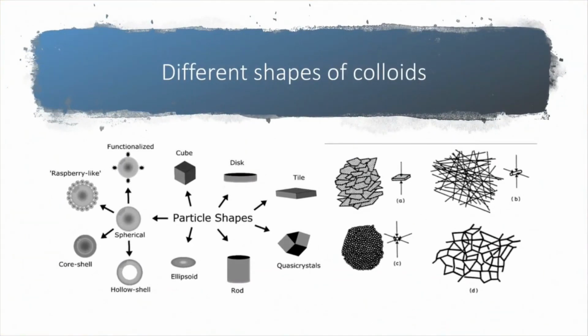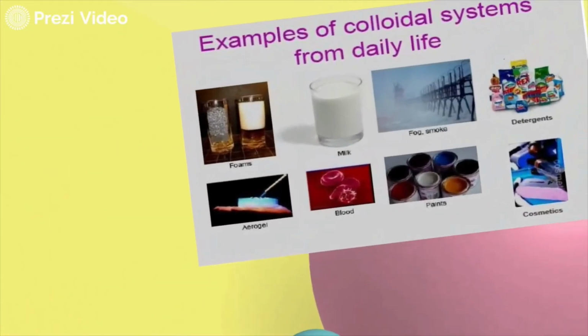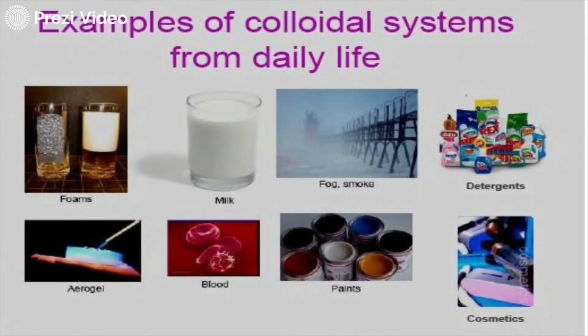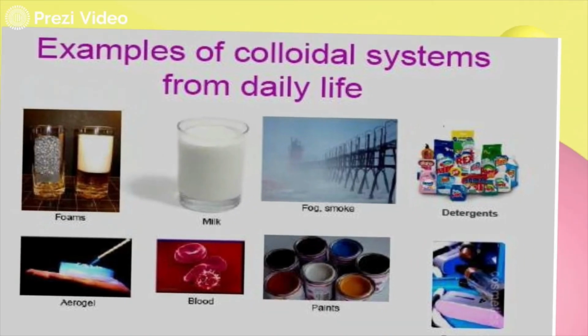So you can see here the different shapes of the colloidal particle. It may range from the cube, disc, tile, quasi-crystals, rod, ellipsoid, halo, shield, core shell, like that. So these are the classical examples of the colloidal dispersions in our day-to-day life. For example, we consume milk, detergents, cosmetics, paints, blood, aerosols, foams, and smoke, etc.